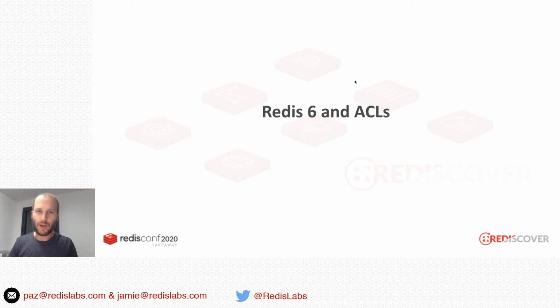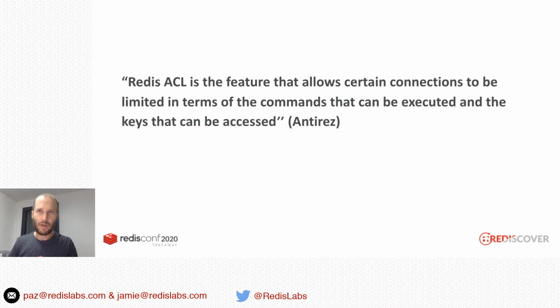Redis 6 was announced as GA at the end of April, and it contains a new major improvement, which is Redis ACLs. ACL stands for Access Control List. This is how Salvatore Sanfilippo, Antirez, the creator of Redis, defines Redis ACL. Redis ACL is the feature that allows certain connections to be limited in terms of the commands that can be executed and the keys that can be accessed.